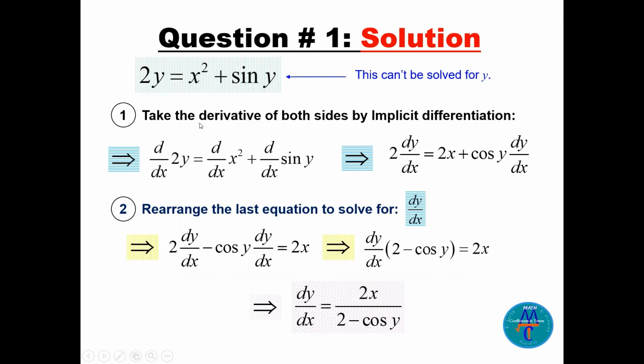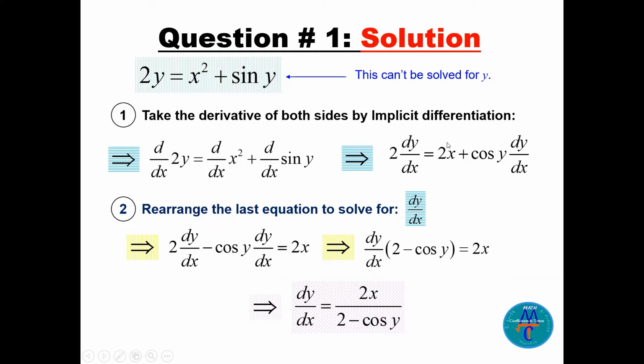Step number 1, take the derivative of both sides by implicit differentiation. So the derivative of 2y, the derivative of x squared, the derivative of sine of y. So this will be 2 times dy over dx. The derivative of x squared is easy, just 2x. And this is sine of y. Remember, y is a function of x. So the derivative of sine y will be cosine of y times the derivative dy over dx.